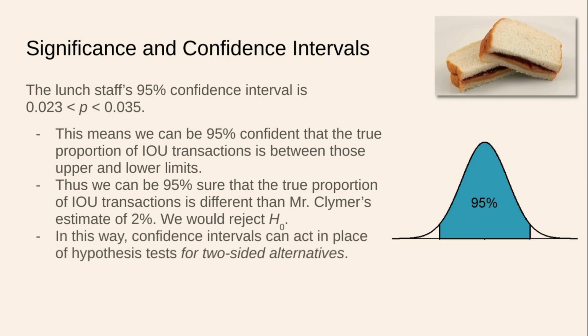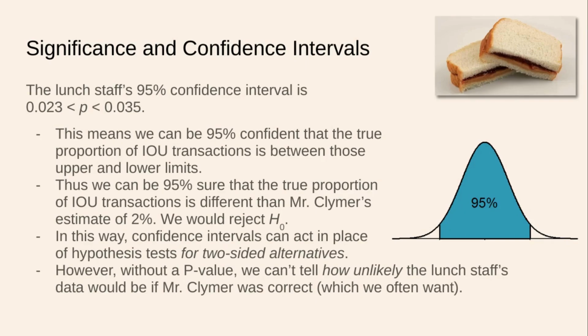In this way, confidence intervals can act in place of hypothesis tests for two-sided alternatives. One-sided is a little more complicated. But two-sided alternatives, honestly, in statistics, are preferable, and we'll talk about that a little more as we go on.